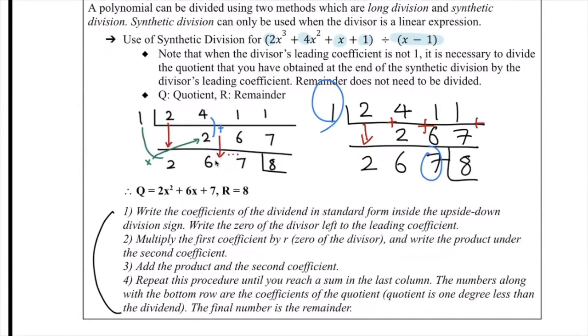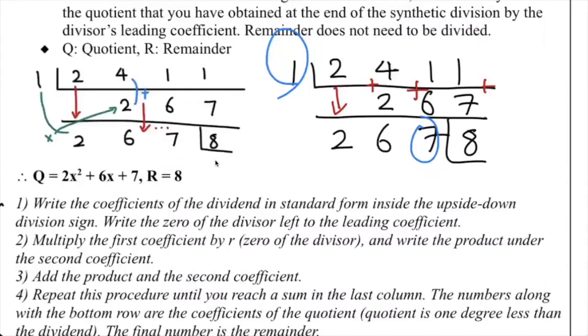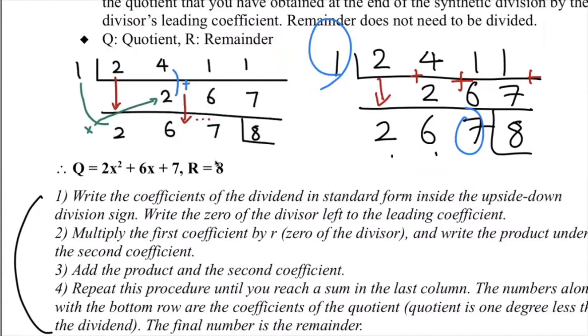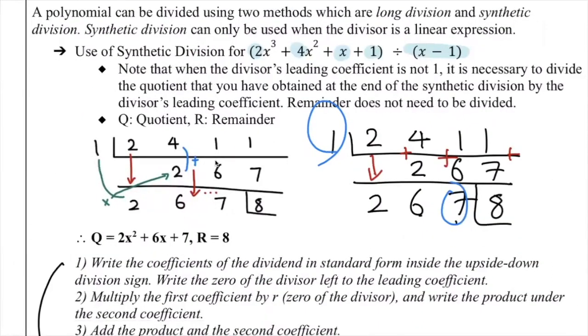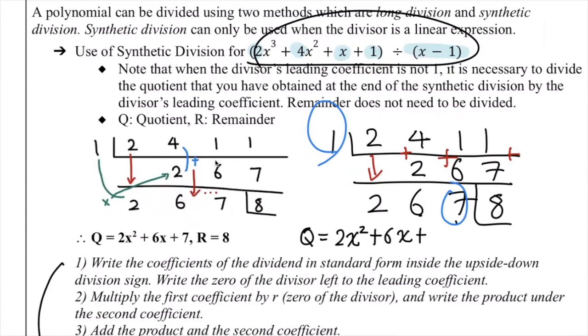What does this tell us? This actually gives us a lot of information. Out of the 4 numbers written at the bottom row, the first 3 numbers tell us what the quotient is. The quotient is essentially the answer you get out of division. So by looking at the first 3 numbers written at the bottom row, we can conclude that the quotient of this division would be 2x squared plus 6x plus 7.